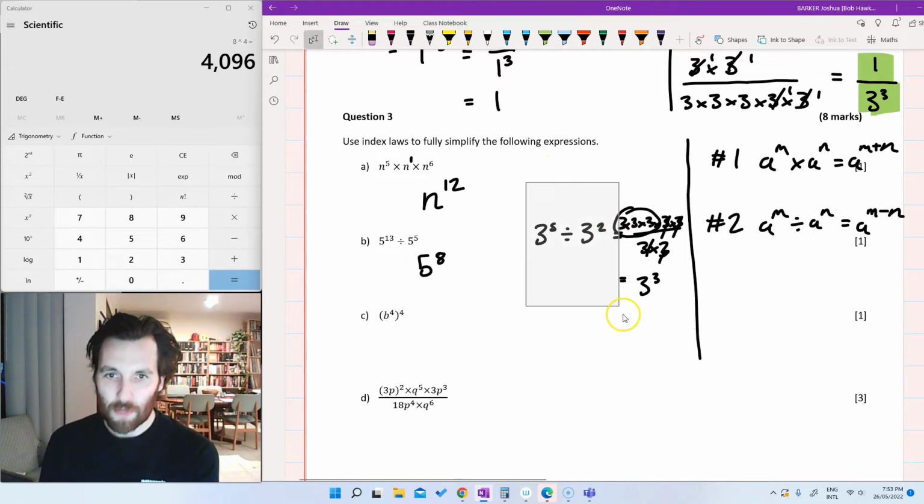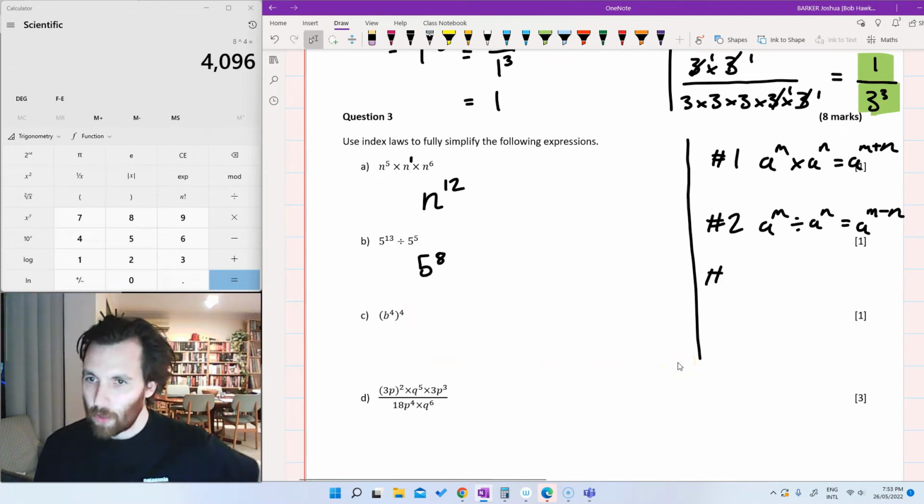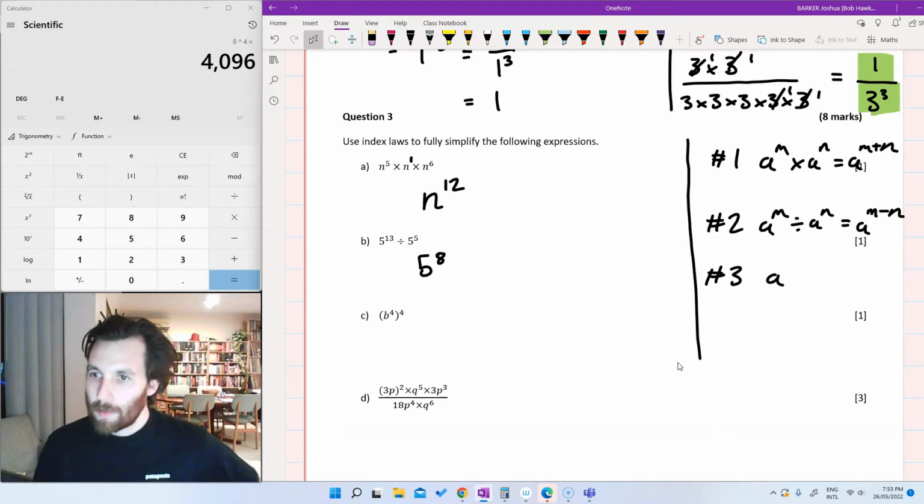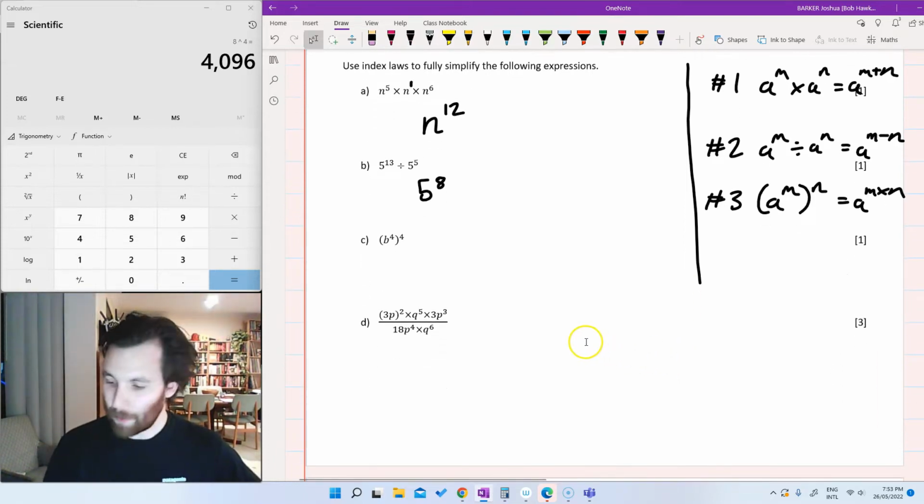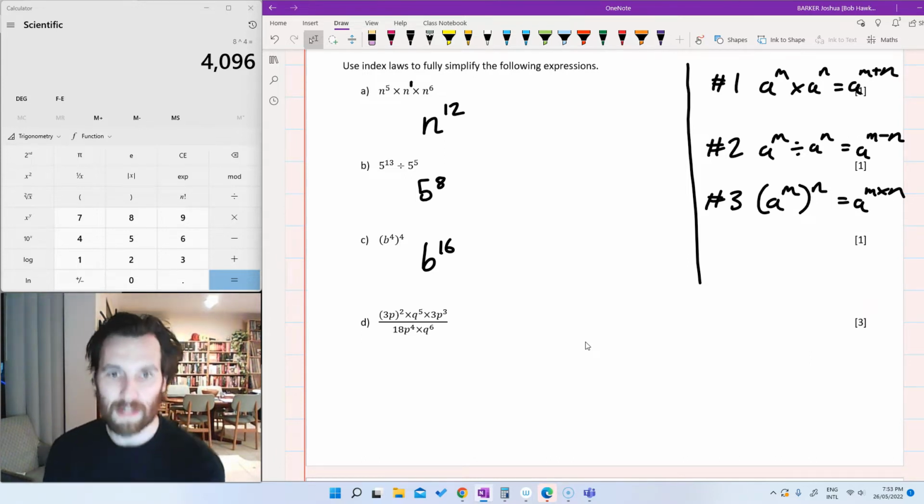Okay, next one we've got is index law number 3, where if we have something raised to a particular power and then the whole bracket is raised to another power, we can simplify those by multiplying. So in this case, we've got b to the power 4 raised to the power 4. We want that to be b to the power 4 times 4, which is b to the power 16. So again, that's using another index law for this one.